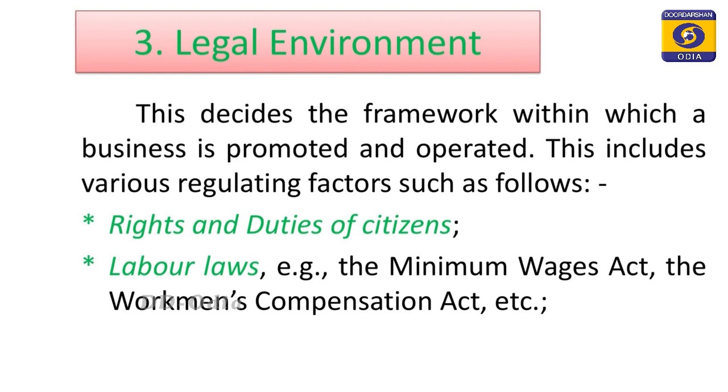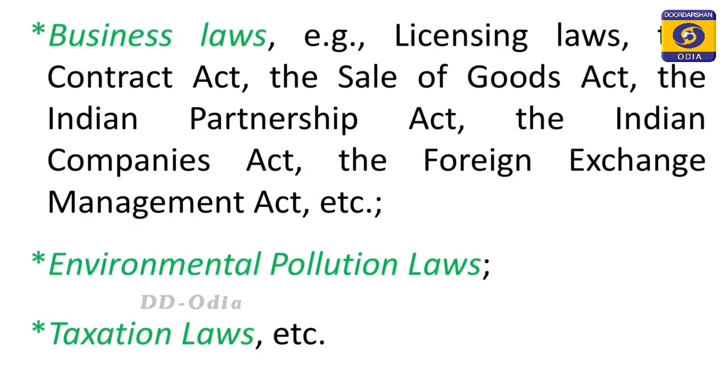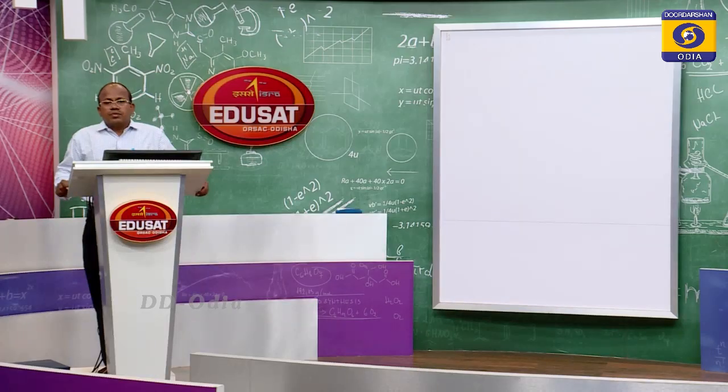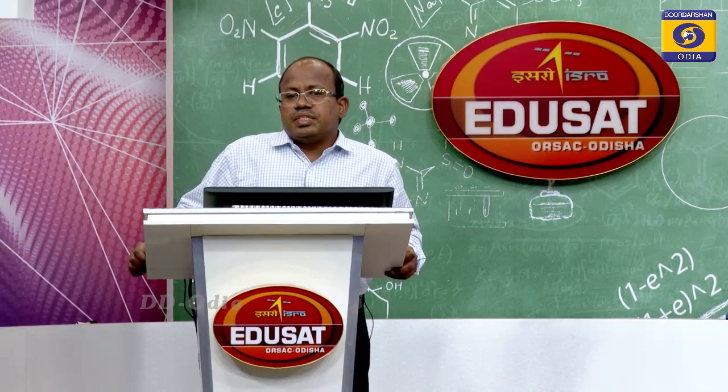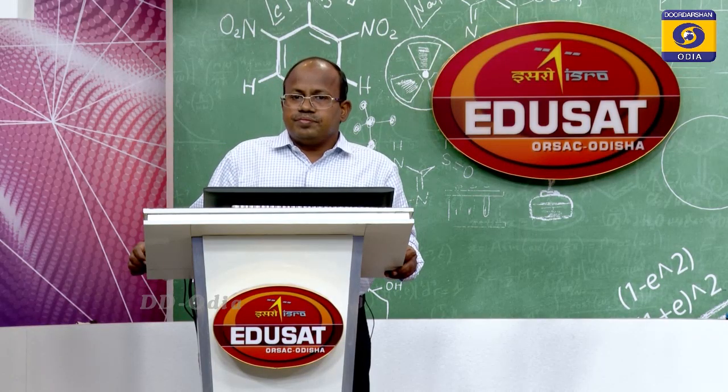Labor laws like Minimum Wages Act, the Workmen's Compensation Act. These are labor laws. Business laws, licensing laws, the Contract Act, the Sale of Goods Act, Indian Partnership Act, Companies Act, Foreign Exchange Management Act. All these are business laws. Environmental pollution laws, taxation laws. These are different laws which have impact on business activities. For example, as per existing labor law, if a worker dies at workplace, the family members of the deceased worker must be duly compensated.